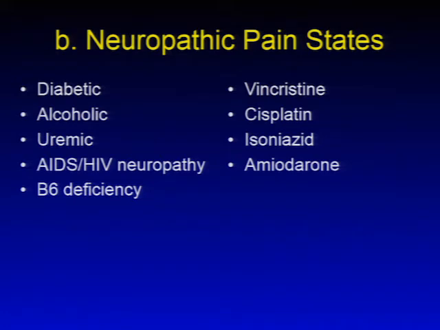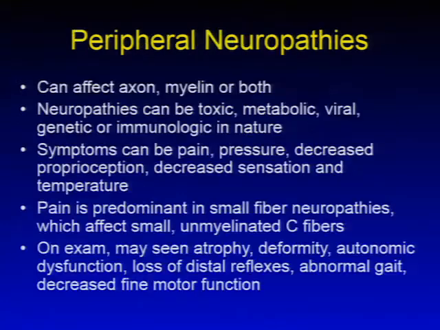I wanted to discuss also some neuropathic pain states and things that may cause it that are outside of what we've discussed already. Diabetes, alcoholism, uremic conditions, AIDS/HIV neuropathies, B6 deficiencies, chemotherapeutic agents such as cisplatin, vincristine, and other agents such as amiodarone and isoniazid may also cause neuropathic pain states.